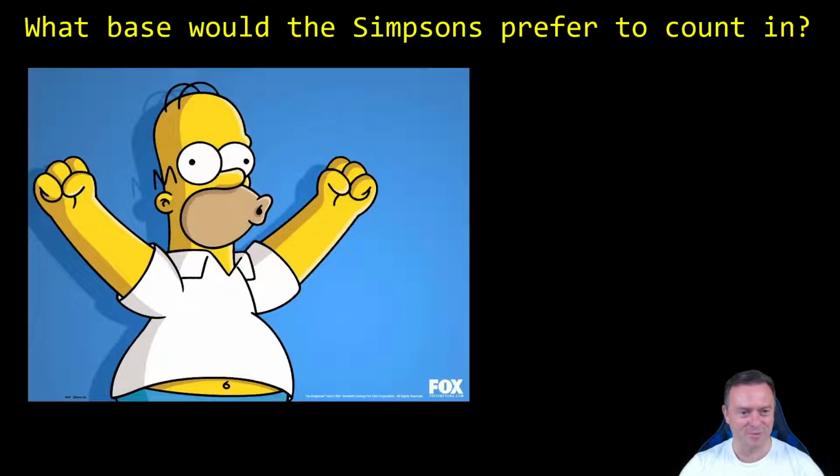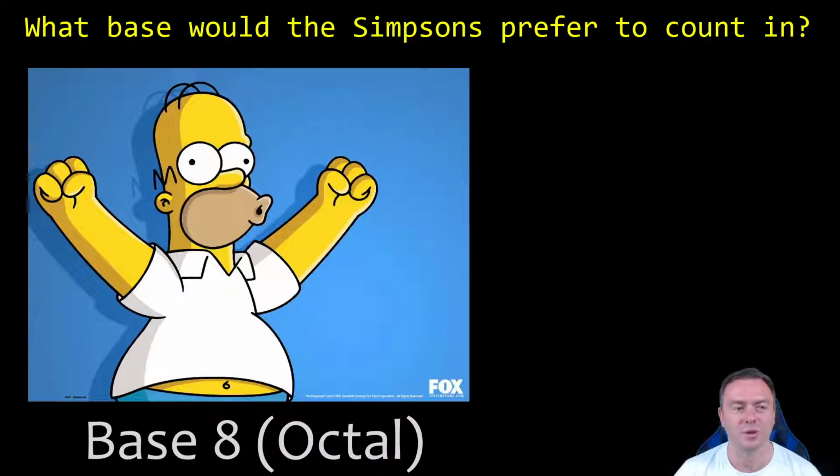So my next question is, what base would the Simpsons prefer to count in? And for those observant ones, you probably picked up they have 4 fingers, so they would count in groups of 8. So you would go 1, 2, 3, 4, 5, 6, 7, 10. Now this system is actually quite popular for computer scientists. This is actually called a base 8 system, or it's also known as octal.